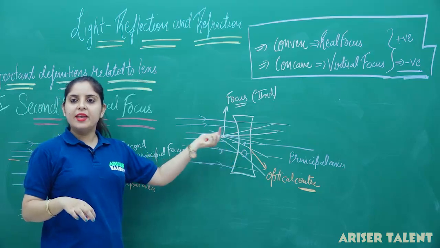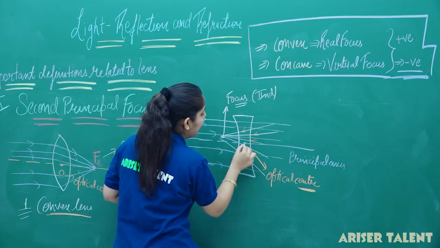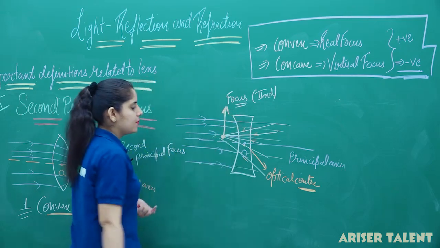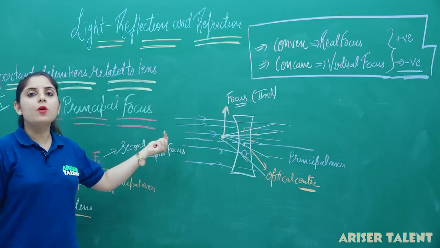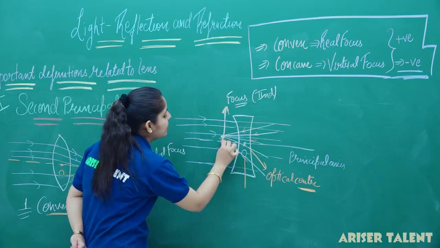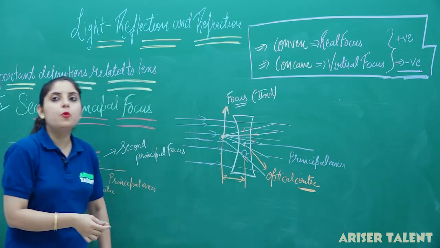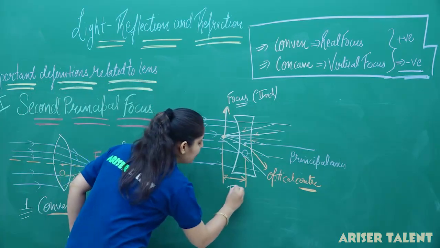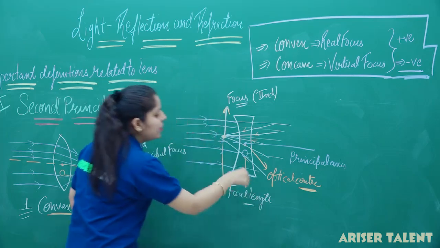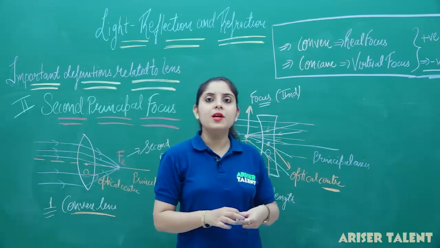In fact, they appear to be converged, but actually they are diverging at some point. After refraction the rays are going to appear as converging, but in fact these rays diverge at a point, and the point here we are getting is known as the second principal focus. So this is the second principal focus in case of the concave lens. Now you can see that this is our optical center and this is our focus. So the distance between the optical center and focus will be known as our focal length. So this is our focal length.